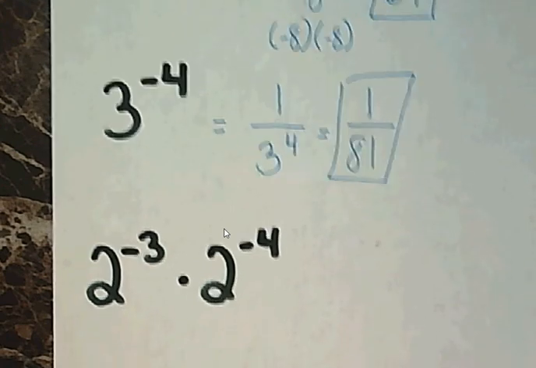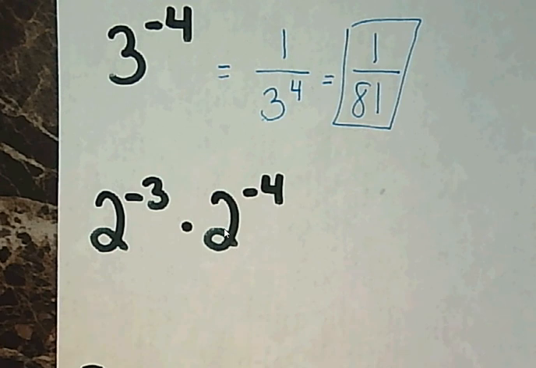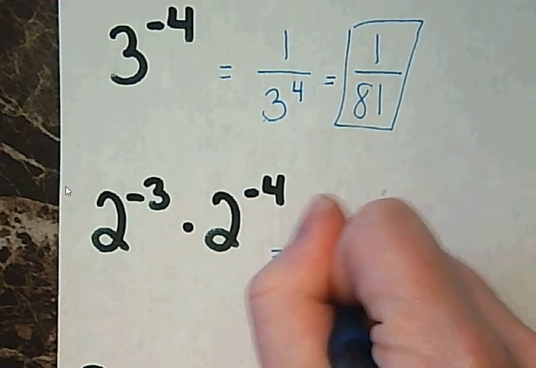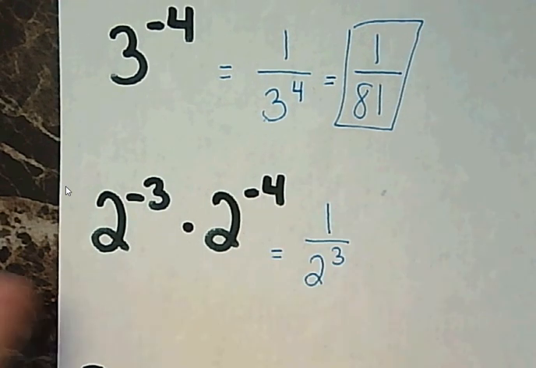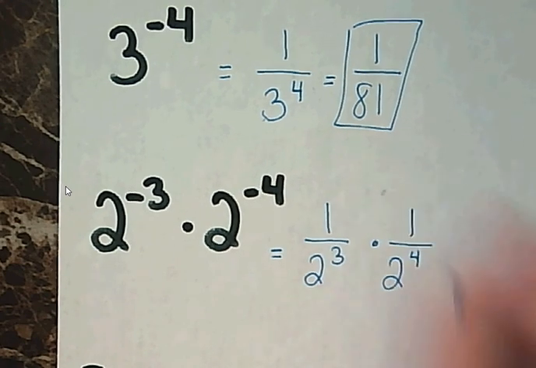Okay, let's take a look at another one. Here's a little bit of a longer problem. So we have 2 to the negative 3 times 2 to the negative 4. So this is actually a multiplication problem. So we have 1 over 2 to the 3rd, right? Because that becomes a denominator, times 1 over 2 to the 4th.